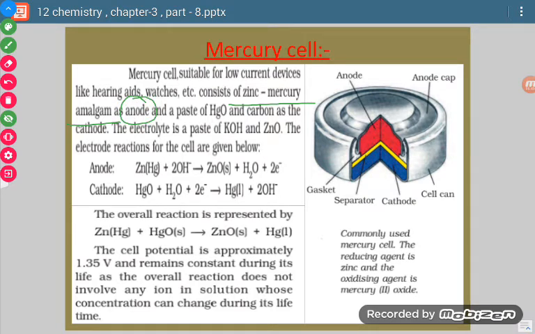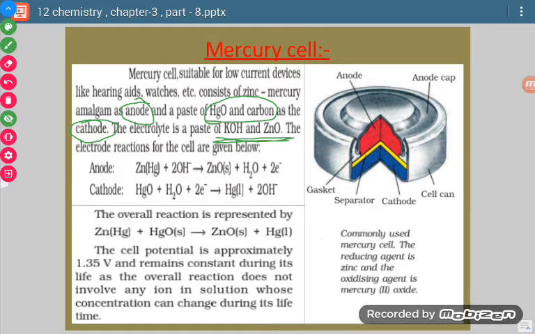Zinc mercury amalgam means, the word amalgam means when a certain metal is present in the presence of mercury, then it is called its amalgam. So zinc amalgam means Zn/Hg. We will represent it like this. So zinc amalgam acts as anode, and a paste of mercuric oxide and carbon acts as cathode. And what is electrolyte? Electrolyte is the paste of potassium hydroxide and zinc oxide.